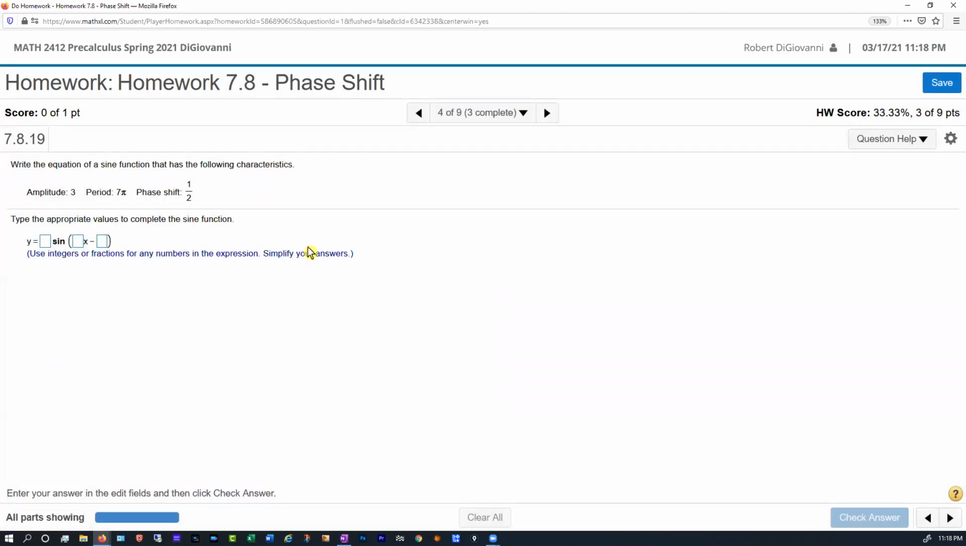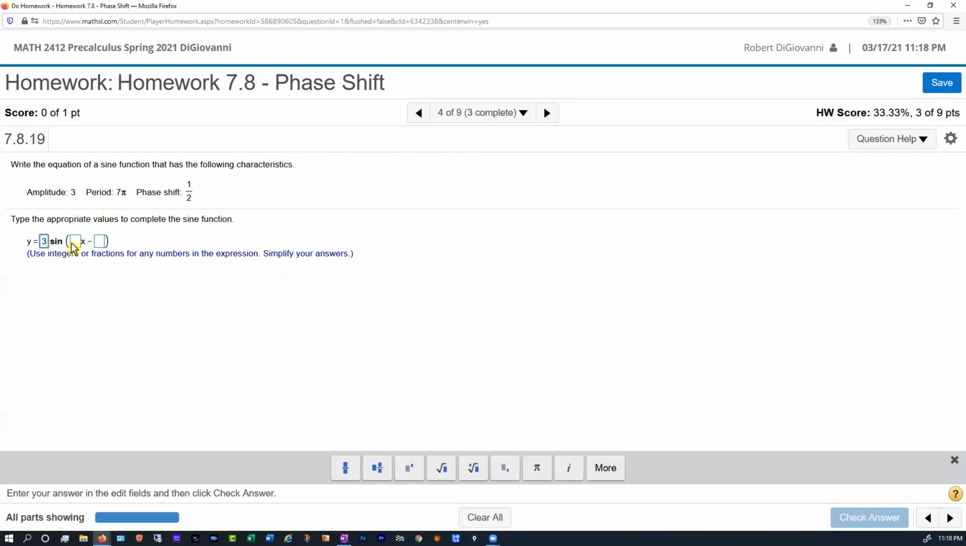Okay, write the equation of the sine function that has the following characteristics. It has an amplitude of 3. Okay, so this is a little tricky. The period needs to be 7 pi. So remember, your period, I'm going to call it P, is always going to be 2 pi over omega, and omega is the number in front of x. So we're told that the period is 7 pi, and so that has to be 2 pi over omega.